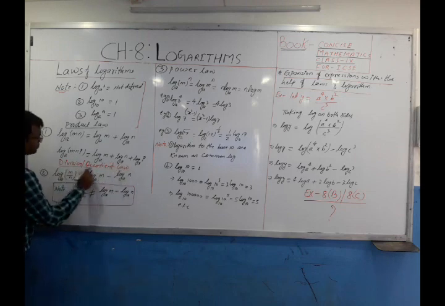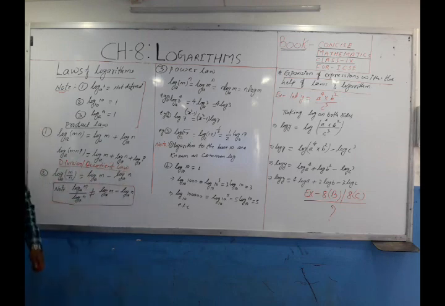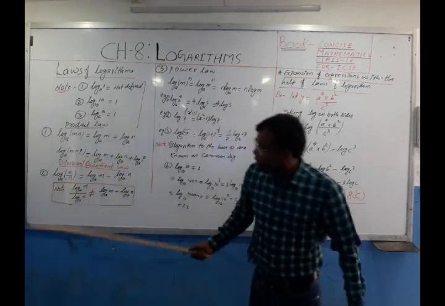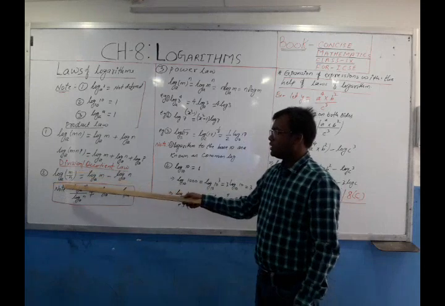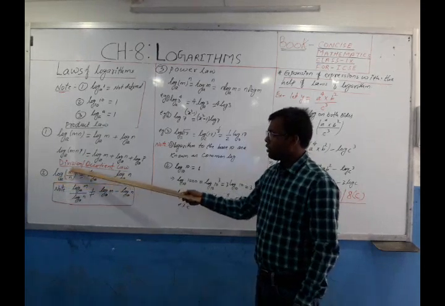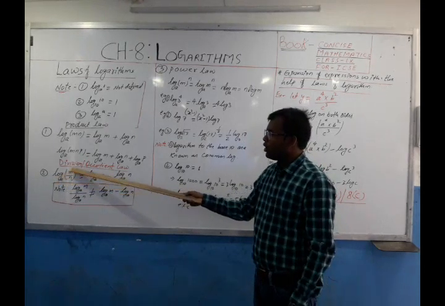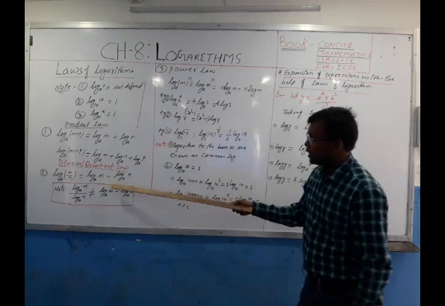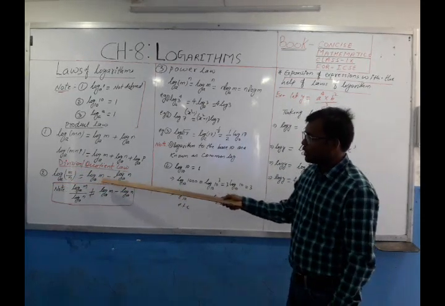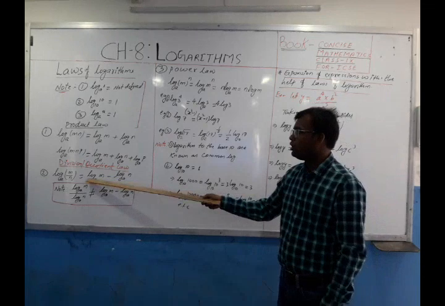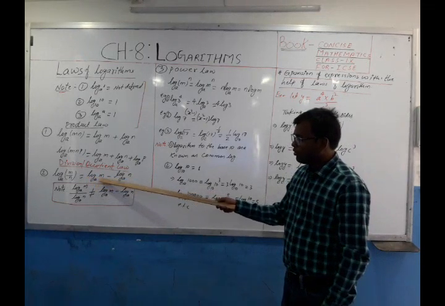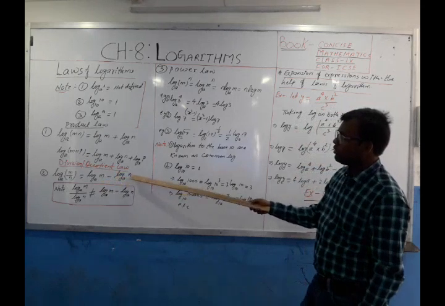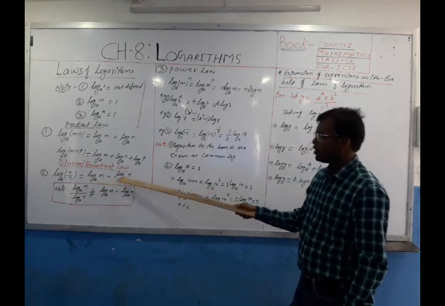Quotient law. If the log is in the form of division, that means log base a of m by n, it will be broken into algebraic subtraction. That means log base a of m minus log base a of n. That means log m minus log n.